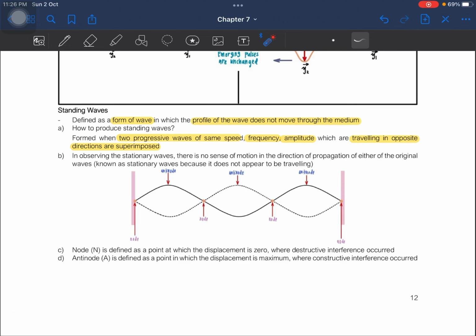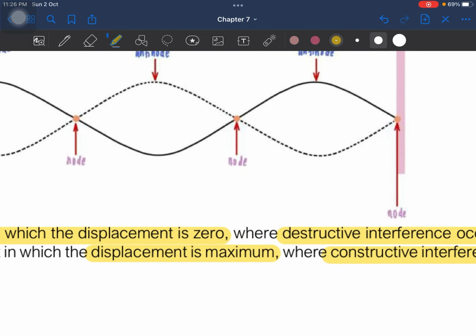So, lepas tu kamu perlu understand the terms antinode and node. Ni adalah your antinode. This middle part here is your node. Okay, so node is N lah, label dia N. So it is defined as a point at which the displacement is 0. So this is where destructive interference occurs. Antinode pula, it is when the displacement is at maximum. So that is where constructive interference occurs. Okay? Dia nampak ba kan node ni?